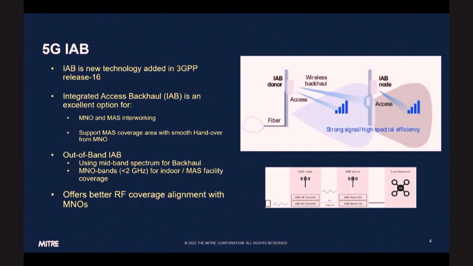IAB, integrated access backhaul, is another technology which can also be used for connection at the mid-haul level from CU to DU, and that also creates an additional option of being able to connect to multiple CUs via IAB and get support.